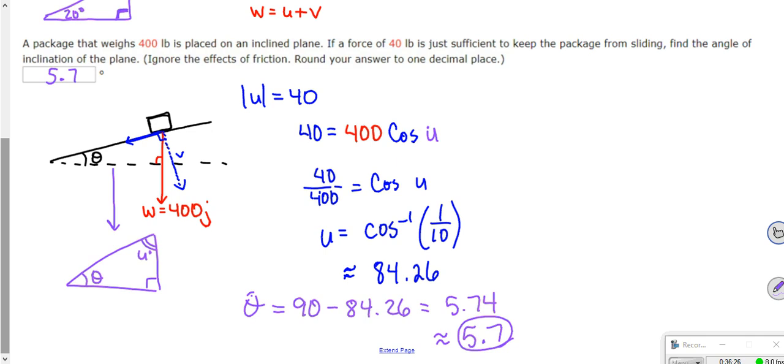And that's it. 5.7 degrees is the incline. Not a very big incline. But then again, for a 400-pound package, we only needed 1/10 of that force to keep it from sliding down. So obviously, you can see that the bigger the incline, the more force is required to keep it from sliding down. Here we had just 1/10 of the weight of the package as a force to keep it from sliding. So just by thinking of that logically, if you only have 1/10 of the force to keep it from sliding down, the incline must not be very great.